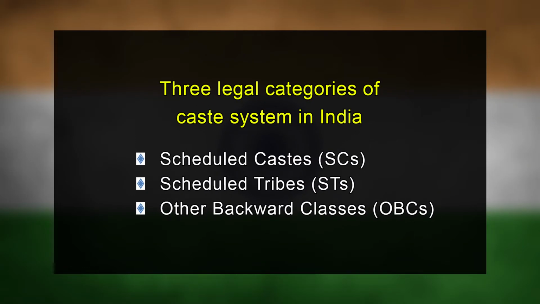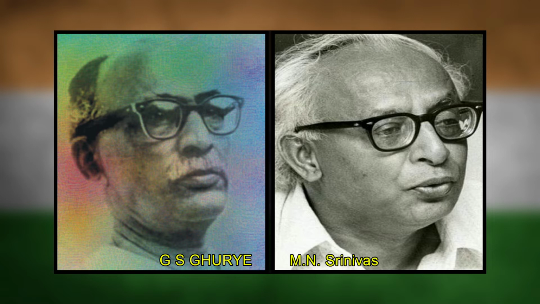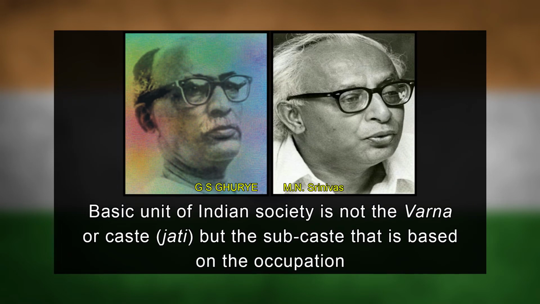The castes and communities that are considered to be socially and educationally backward are brought together broadly into three legal categories, namely the Scheduled Castes, the Scheduled Tribes and Other Backward Classes. Sociologists like G.S. Ghurye and M.N. Srinivas have pointed out that the basic unit of Indian society is not Varna or caste, but the subcaste that is based on occupation. Although some kind of social inequalities are universal across time and space, inequalities based on caste identity are uniquely seen in India.